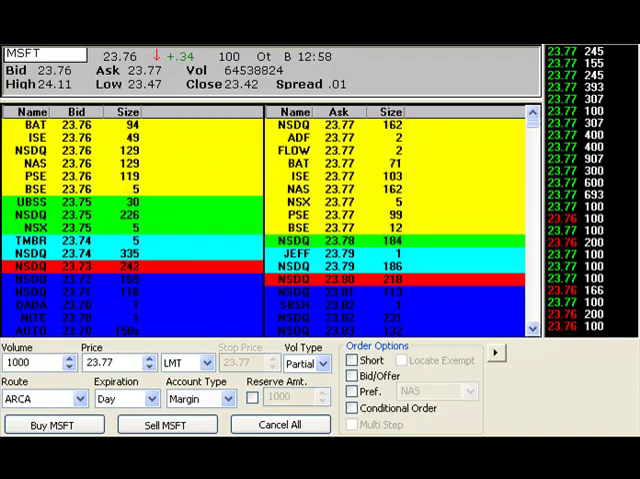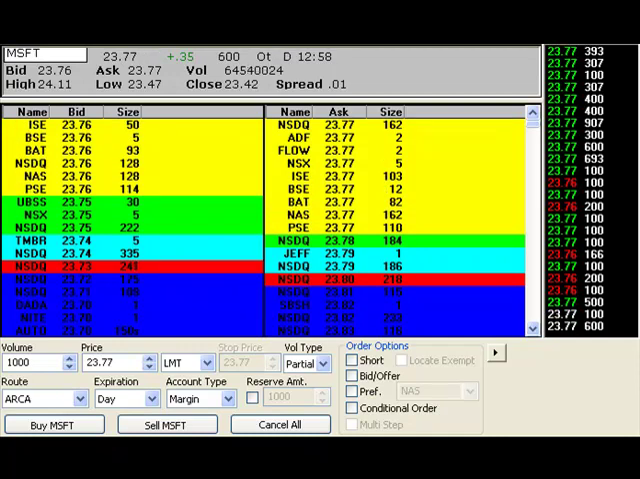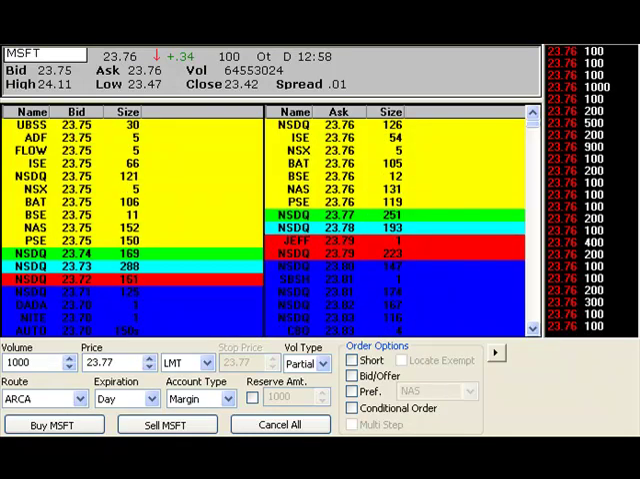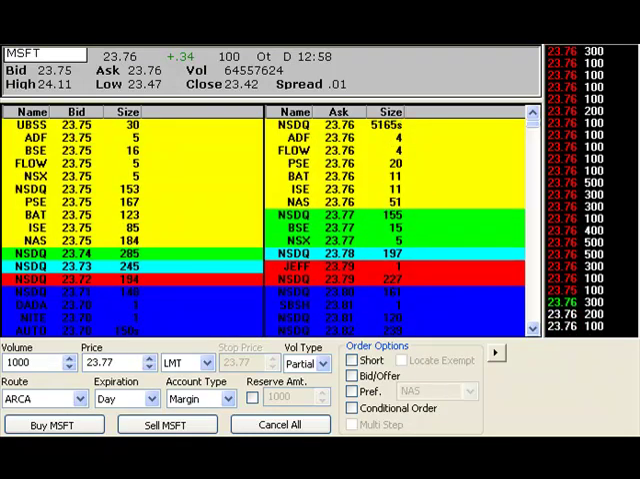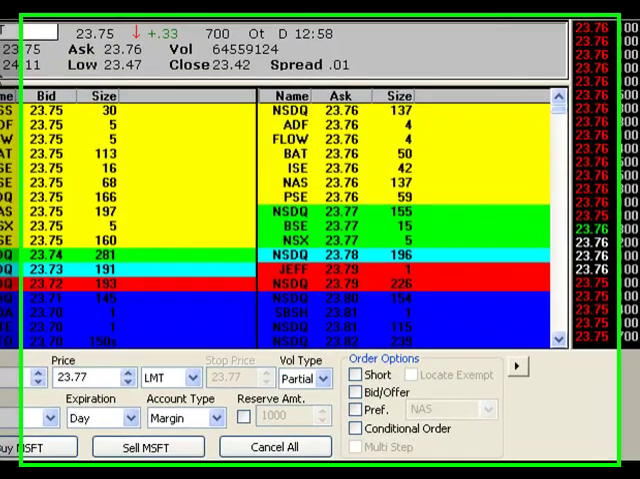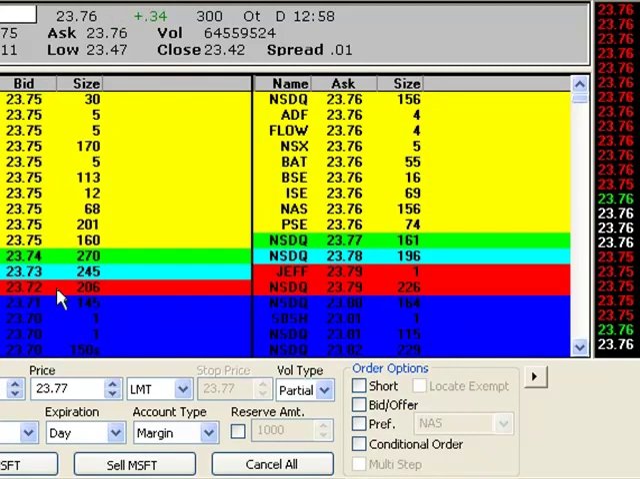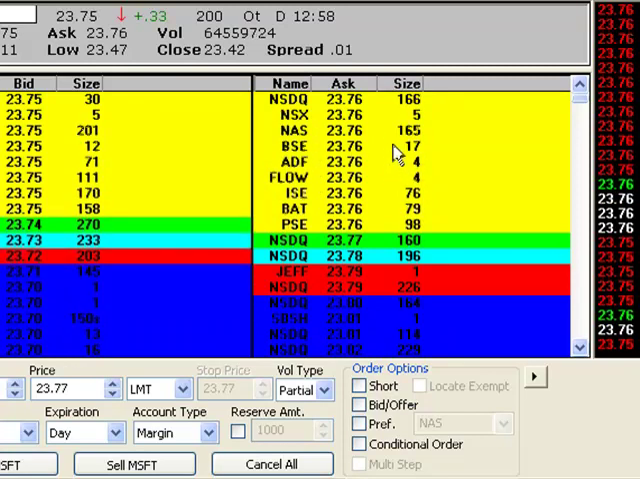Basically, the way I look at the Level 2 screen is that I would call it 95% an execution tool and 5% analysis. What we see in this Level 2 screen is, on the left-hand side, bids for the stock. These are people willing to purchase the stock, so they're putting their bids out there to the market. On the right-hand side we have offers.